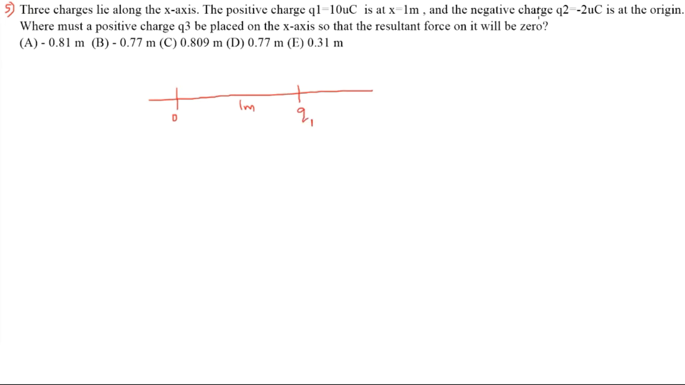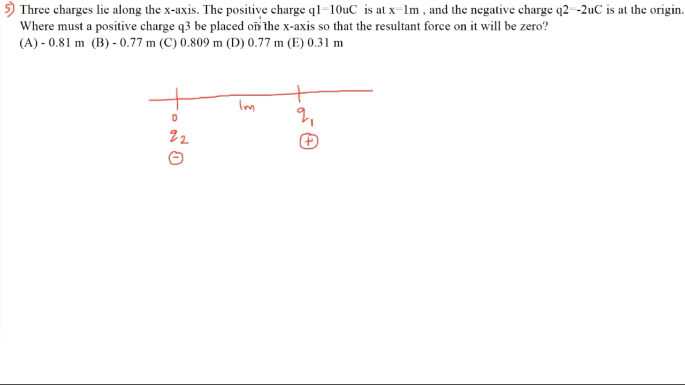And the negative charge Q2 equals minus 2 microcoulomb is at the origin. So at the origin, we have charge Q2. This is the origin, 0. This is the x-axis, and this is 1 meter. So from this point to this point is 1 meter. Don't forget, this is negative and this is positive.